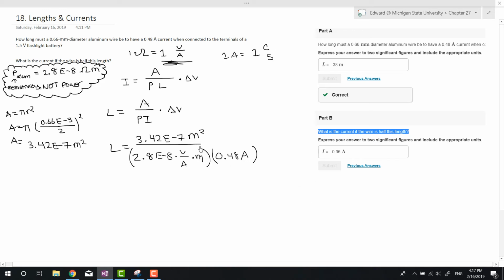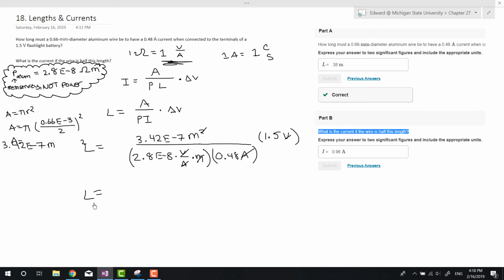And we can multiply by the change in V, the voltage, which is 1.5 volts. Let's cancel units. This cancels with that, and one of these cancels with the top there. I don't know what just happened over there, we're just going to pretend that didn't happen. But for length, if we type this on a calculator, we get a length of 38.18 meters. That's a pretty good length, I'd say.